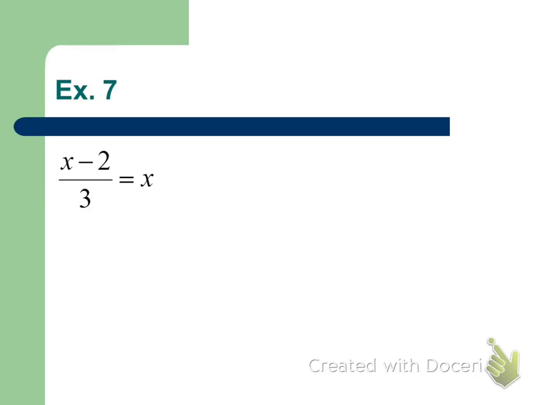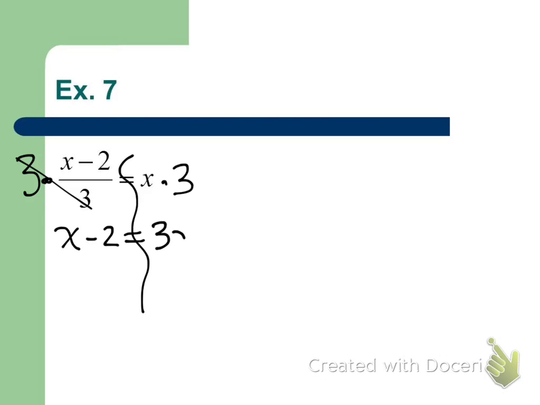Moving right along. We kind of talked about what to do first here. What is it going to be? Multiply by 3. We need to get rid of that denominator. Don't then distribute this 3 into the numerator. Those 3's just cancel each other out. That was the whole point of doing that. So we have x minus 2 equals 3x.